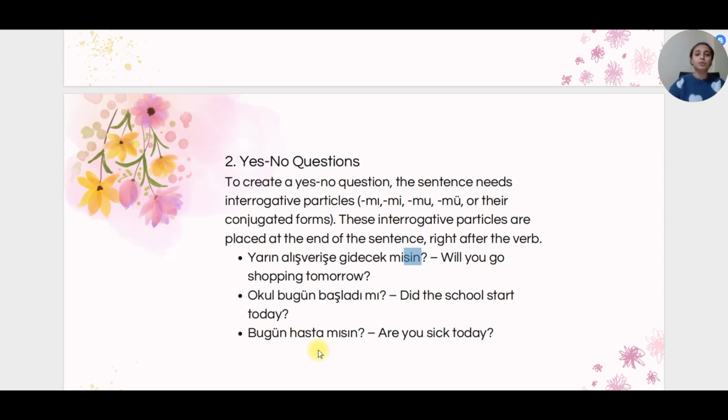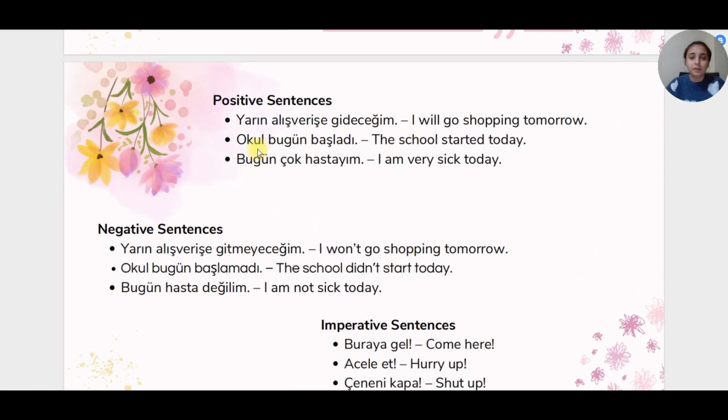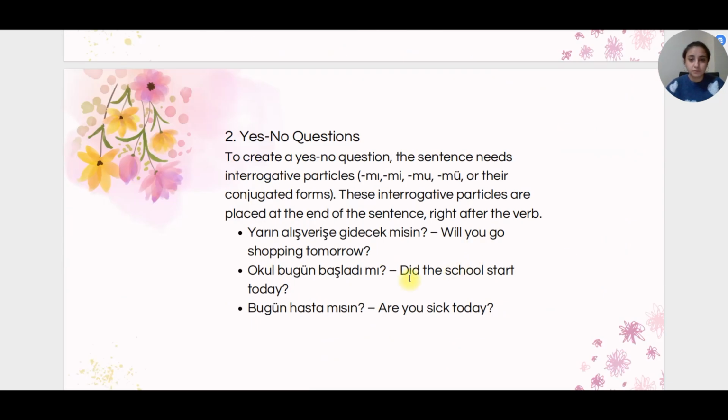Okay. Okul bugün başladı. The school started today. Okay. Let's ask: did the school start today? Okul bugün başladı mı? Did the school start today?